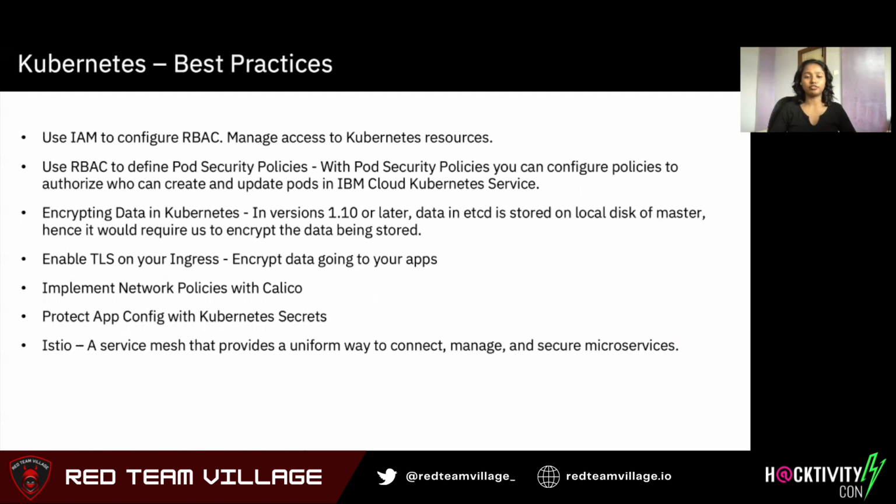And finally, instead of writing your app config in your application code, you can create something called a Kubernetes secret, which is by default encrypted. So you can protect your app config using Kubernetes secrets. And finally, there's an open source project called Istio. It's a service mesh that provides a uniform way to connect, manage, and secure microservices. What it means is if your microservices are interacting with each other within the cluster, Istio provides a way to establish mutual TLS and secure communication between your microservices.